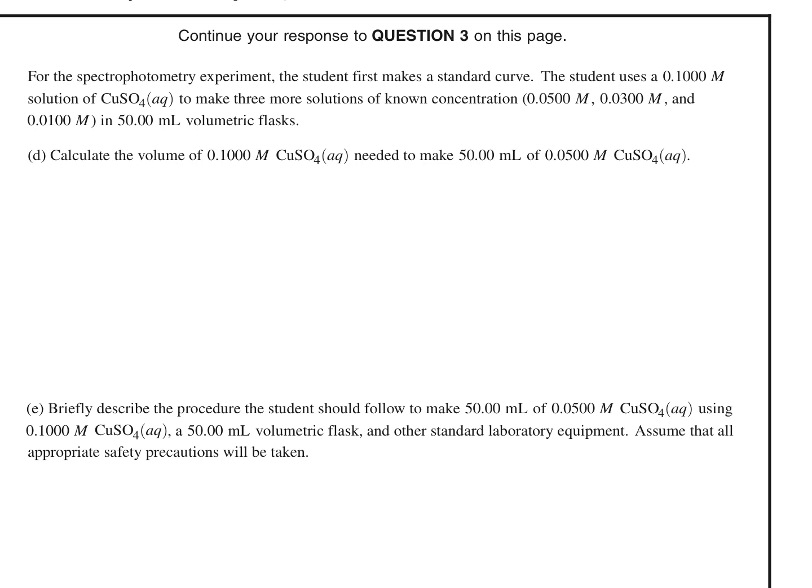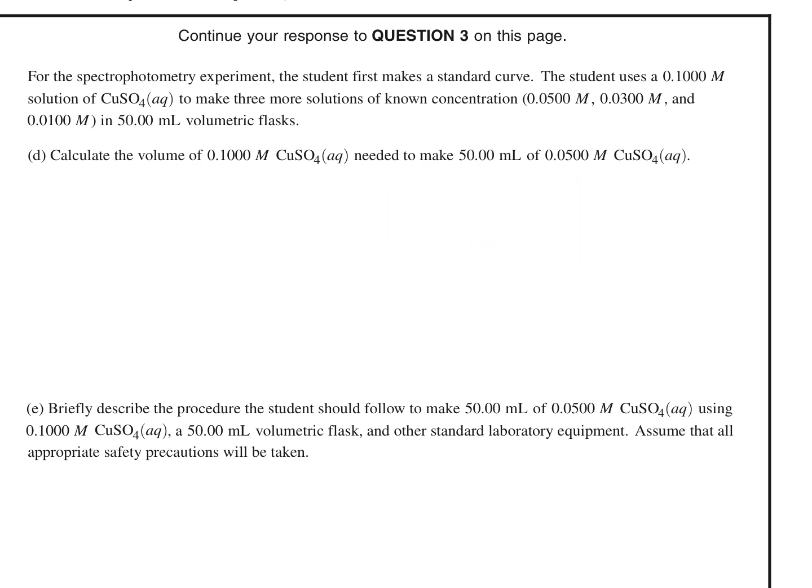Next we're on to page 2. It says, for the spectrophotometry experiment, the student first makes a standard curve. The student uses a 0.1 molar solution of CuSO4 to make 3 more solutions of known concentration. It says, calculate the volume of 0.1 molar solution needed to make 50 milliliters of 0.05 molar solution.